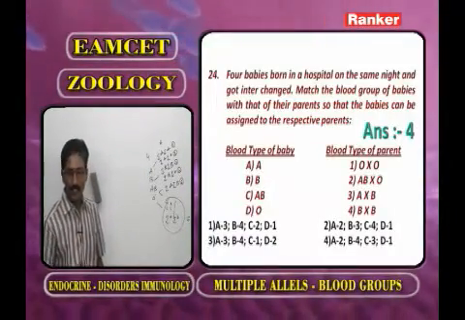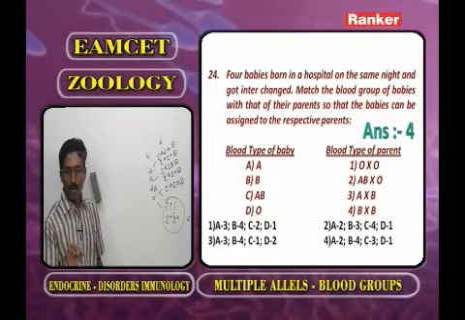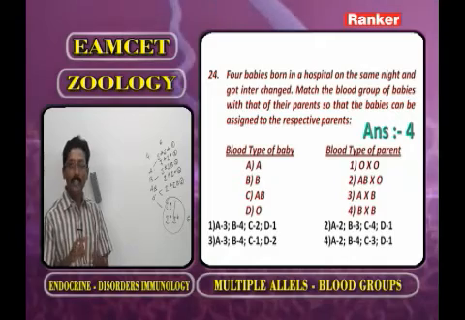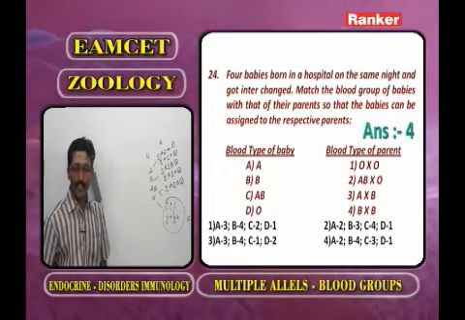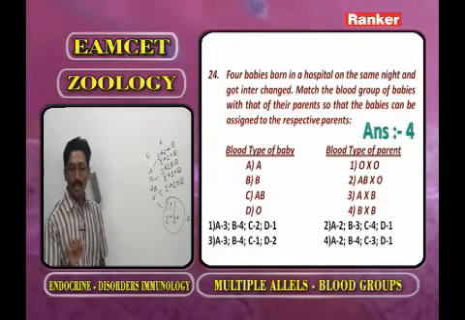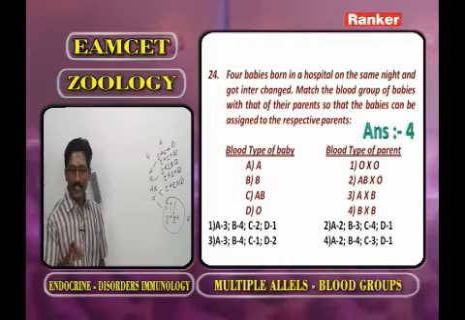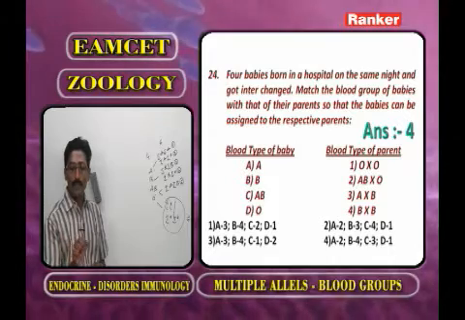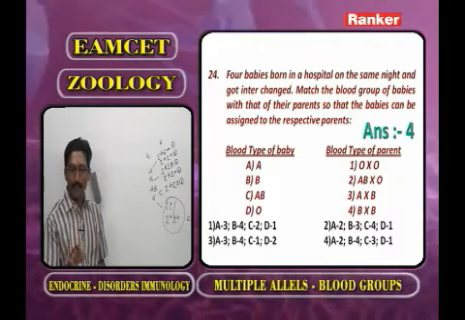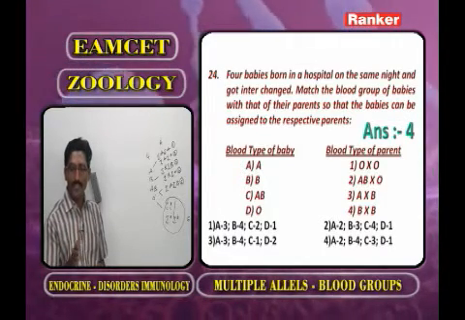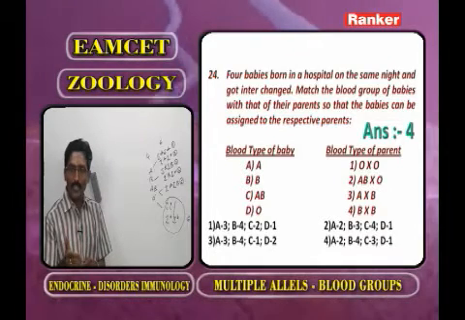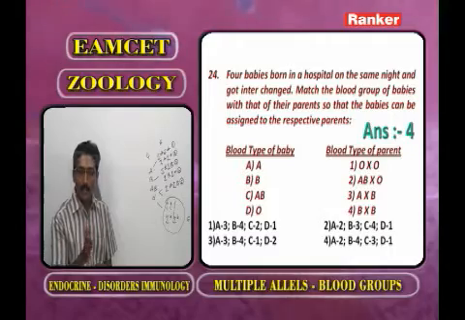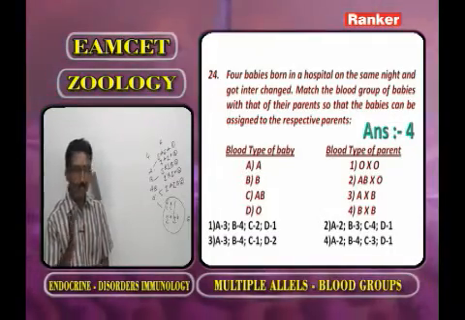Now here what is the question? 4 babies born in a hospital on the same night and got interchanged. Match the blood groups of babies with that of their parents so that the babies can be handed over to the respective parents. Now here on one side the blood group of baby, other side blood group of parent.